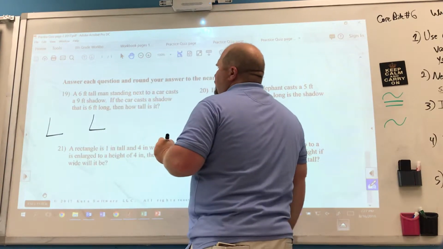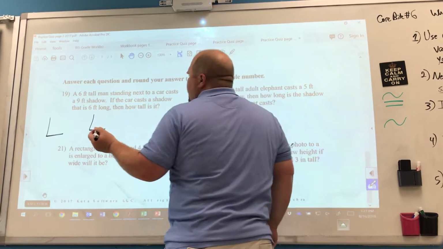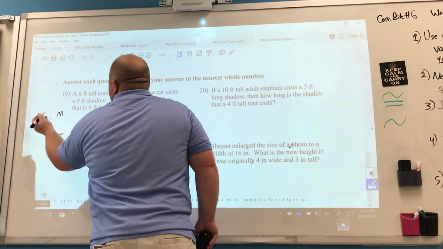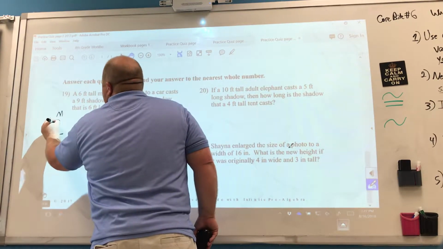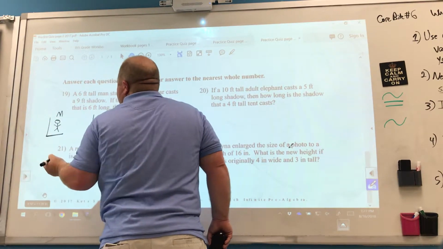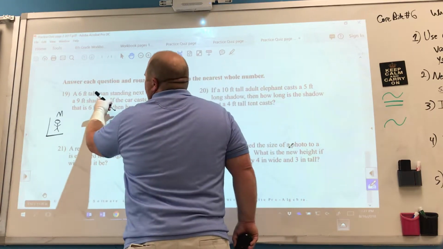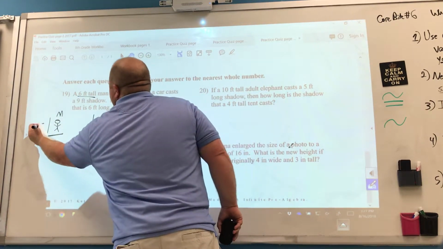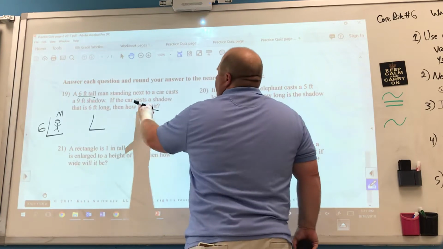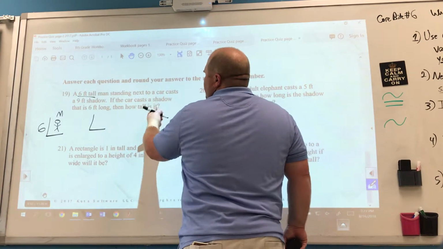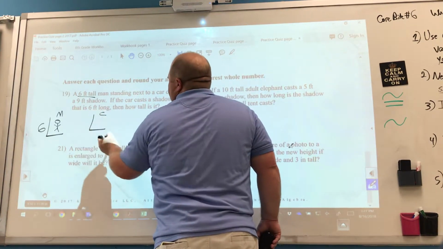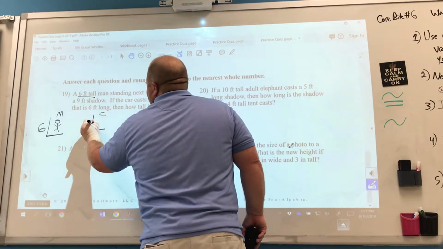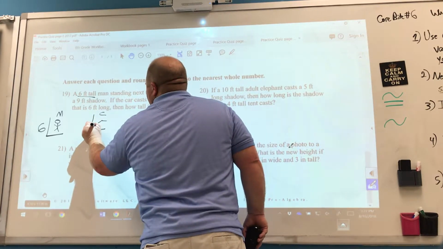So a 6 foot tall man. So right away I know it's a man. You can either just label this as an M for a man, or you may want to draw a stick figure in there. That's my man. He is 6 feet tall. Okay, 6 feet tall. So that's going to go here because that's his height. He's standing next to a car. So the other shape we're going to have is a car. So C for car. And if you want to, you can draw yourself a little car in here.